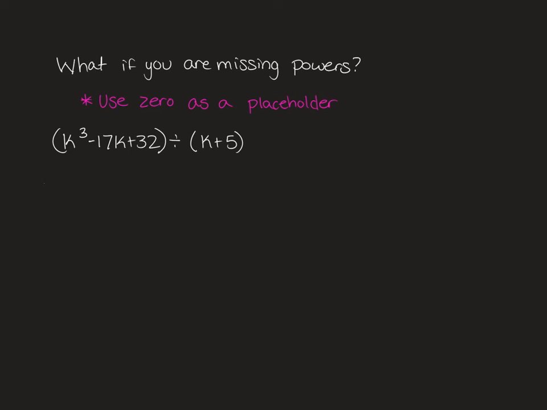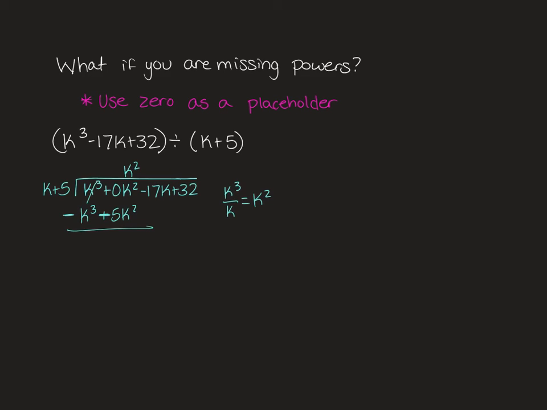So I'm going to set up my long division. And notice how for the k squared I've used a placeholder. And so we just treat it like normal long division. So I'm going to first do k cubed divided by k, which will give me k squared. I multiply, I get k cubed plus 5k squared, and then subtract. So I'm going to change the signs of both of those, and you get negative 5k squared. Drop down your negative 17k, do the process all over again.